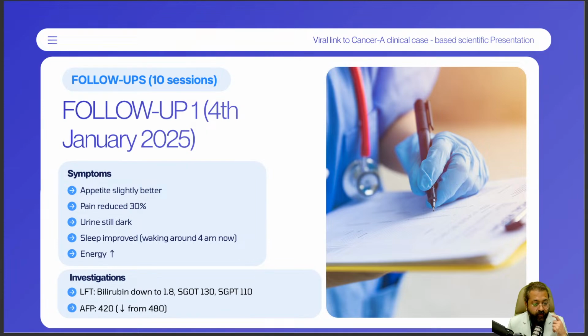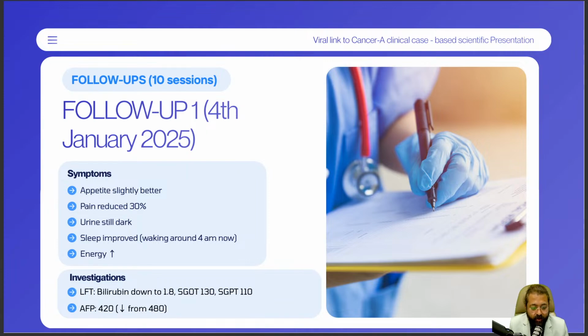Now, at the very first follow-up, once we gave that medication, the patient's appetite got better, pain got reduced, and sleep also improved. The patient says, doctor, I'm feeling a bit energetic now. That is a present observation after looking at him. But we need to see it through investigations as well, because the world wants everything in proof, so better to go through it.